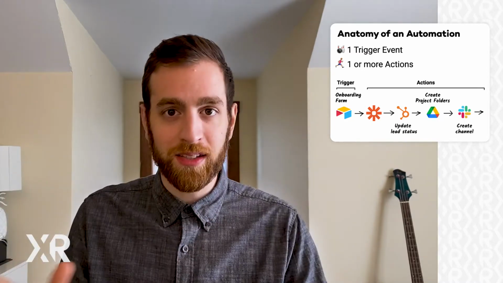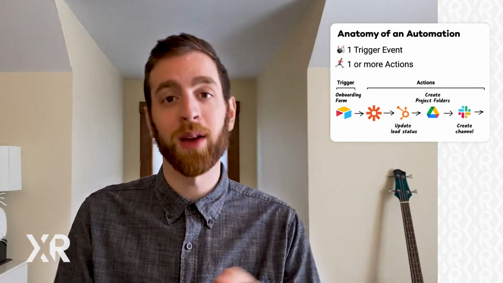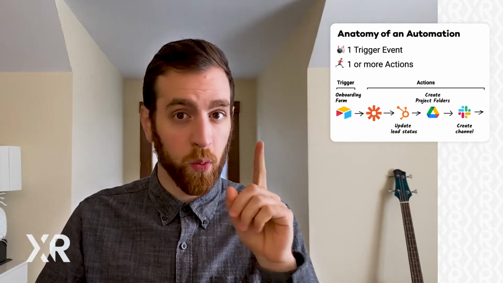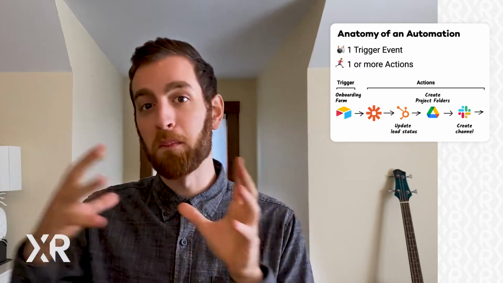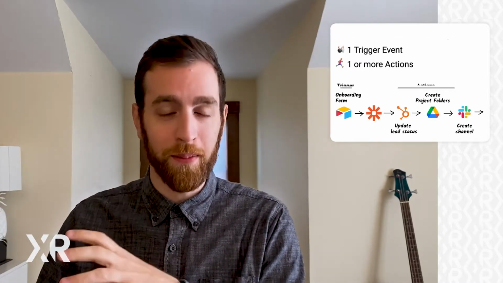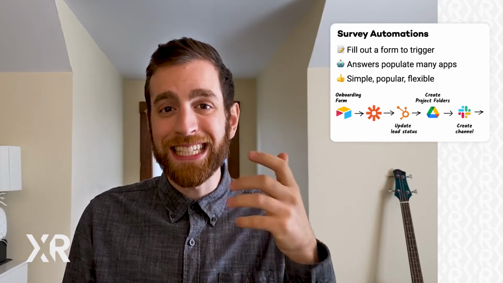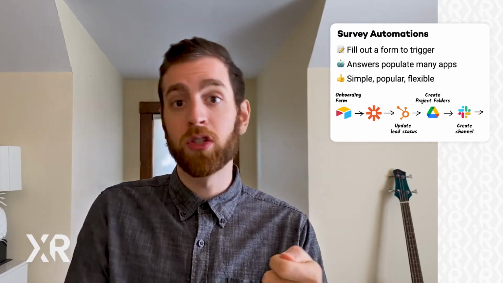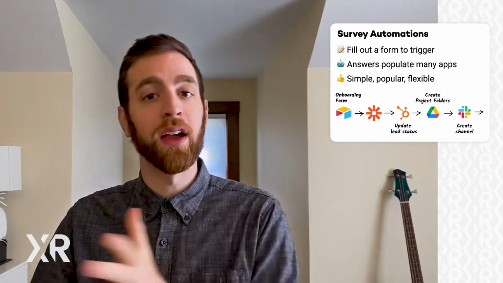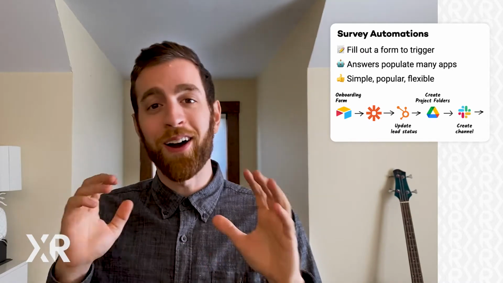So that's the basics of the anatomy, right? We have triggers and we have actions. Really, there's one trigger per automation and multiple actions per automation. Now, let's get into the 5 different types of automations, right? What are the 5 different types of triggers that we could intentionally decide on to kick off the entirety of the automation? Now, our most popular automation trigger is going to be survey-based.